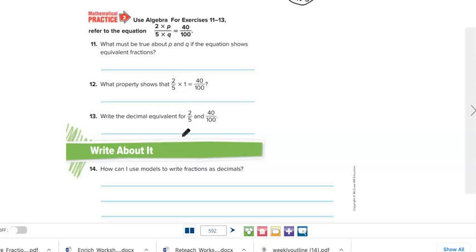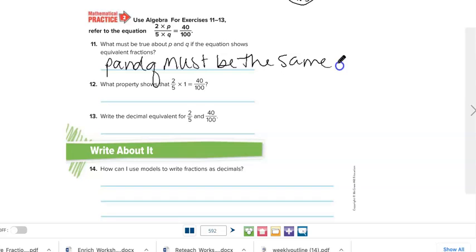All right. 11. What must be true about P and Q if the equation shows equivalent fractions? So basically they need to be the same, right? So P and Q must be the same factor. I'm writing factor. I don't know why it's not. There we go. And what factor is it? Oh, it's cutting me off there, but that says factor. Well, I multiply by 20, and P needs to be 20 to get me to 40. And then this is going to be the identity property. 2/5 times 1 equals 40/100ths.